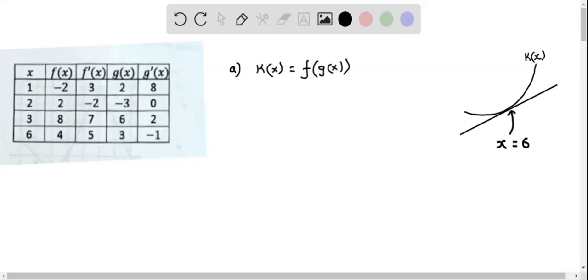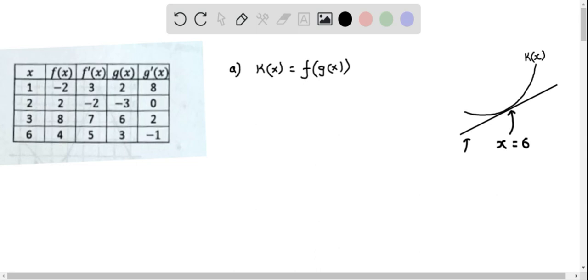Let's answer part A. Here we have to determine the equation of the tangent line to k at x equal to 6. So if you look at this diagrammatically, this is the graph of the function k of x, and this is the tangent line which touches the curve at x equal to 6. So you can see that the slope of the curve at x equal to 6 equals the slope of the tangent line at x equal to 6.